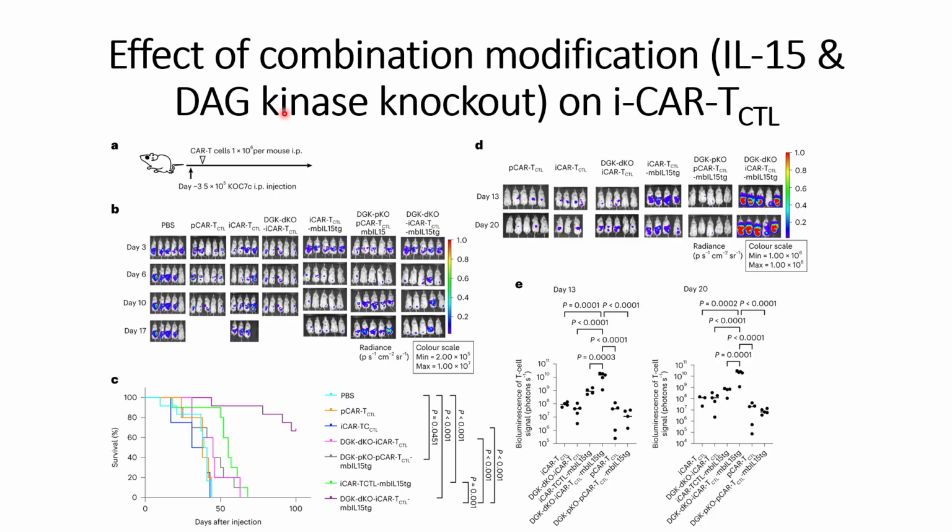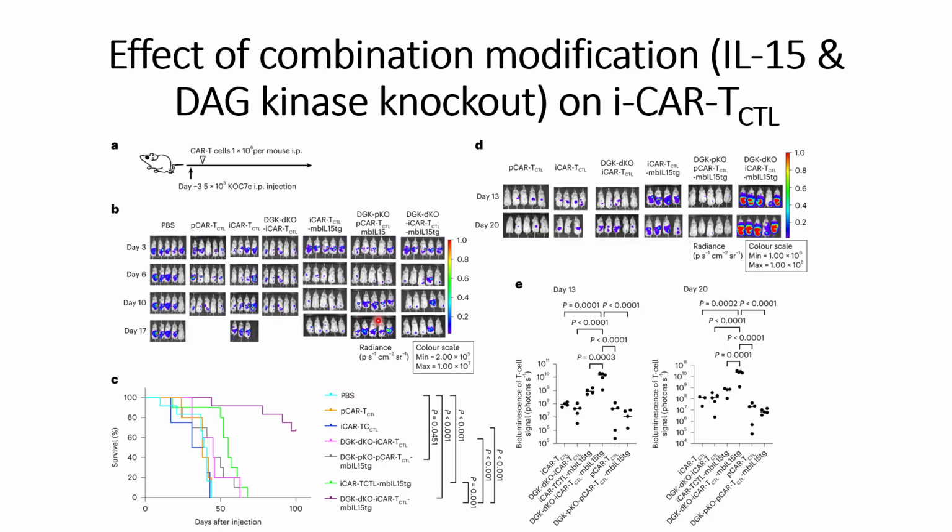Thereafter they did the in vivo studies in mice, where they injected the mice with the KOC7C tumors and then injected the CAR-T cells after 3 days and used them under different conditions. What they are able to see is that in the case where they use both modifications, they see enhanced tumor suppression and, at the same time, increased survival rate.